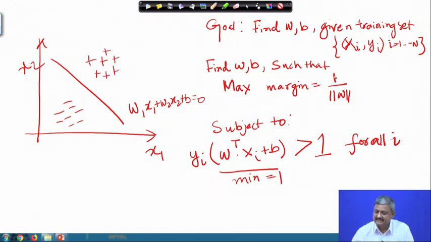So, this is an optimization problem: maximize something subject to some constraint. We will solve this optimization problem to get the values of W and B in my next lecture. Up to this is clear: optimization problem, maximize margin subject to separability. I end here today. In my next talk, I will explain how to solve this optimization problem. Thank you.